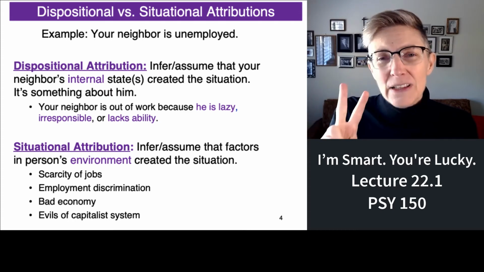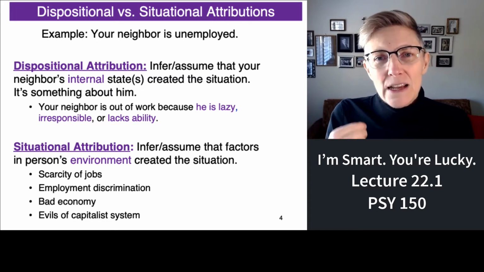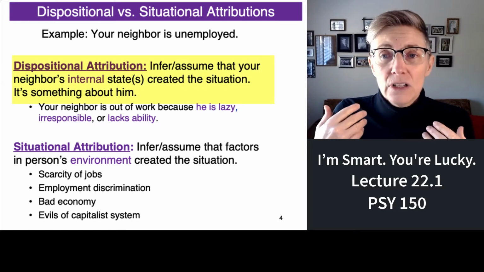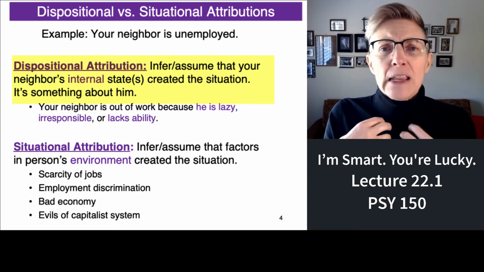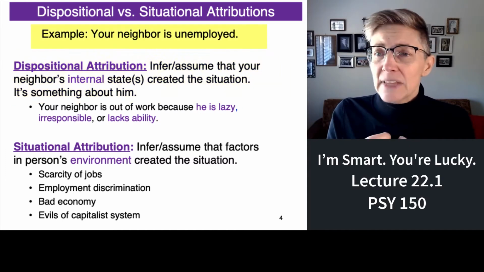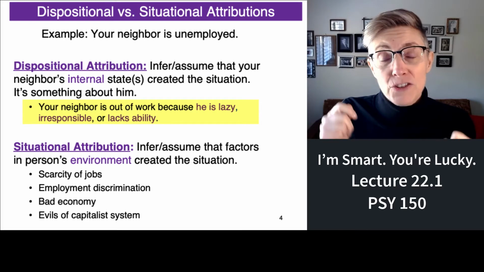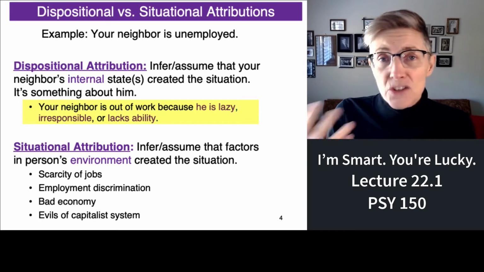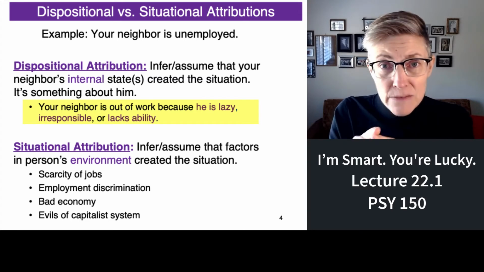There are basically two types of attributions, and we've already touched on them. One of them is we attribute causes to someone's personality. These are called dispositional attributions. We're understanding someone's behavior in terms of something about them, their personality, their tendencies, their disposition. If my neighbor is out of work and I make a dispositional attribution as to why he's out of work, I might say he's lazy, he doesn't work hard enough, he's not motivated. These are all dispositions that are about him as a person.